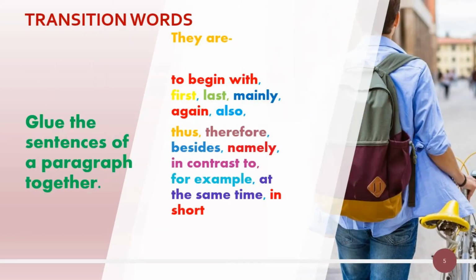While writing a paragraph, it is important to use transition words or connecting words, so that the sentences will look connected. Transition words are used to connect the paragraphs also, to show continuity. Words which are used to connect sentences and paragraphs are as follows: to begin with, first, last, mainly, again, also, then, therefore, besides, namely, in contrast to, for example, at the same time, in short, etc. That's all about the topic hints development.